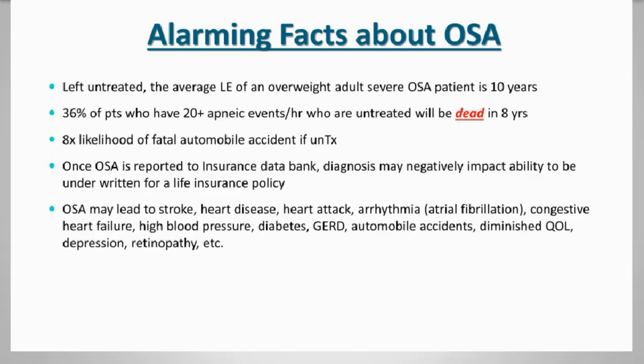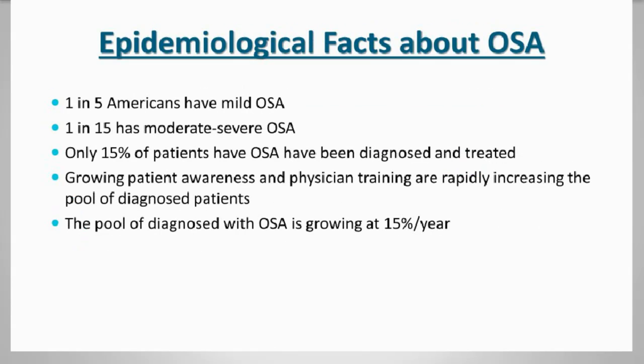Some epidemiological facts about obstructive sleep apnea. 1 in 5 Americans have mild OSA. 1 in 15 have moderate to severe OSA. And astonishingly, only 50% of the patients who have OSA have actually been diagnosed and treated. That means that 85% of the patients who have OSA are out there undiagnosed, and those patients are very likely sitting in your practices. This number is growing about 15% per year, simply because of the public awareness being made by healthcare practitioners.